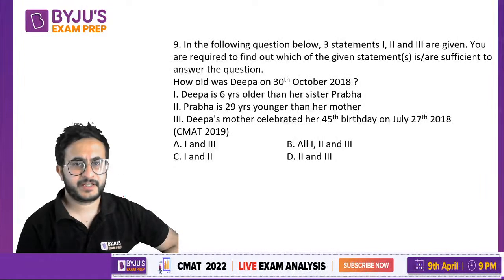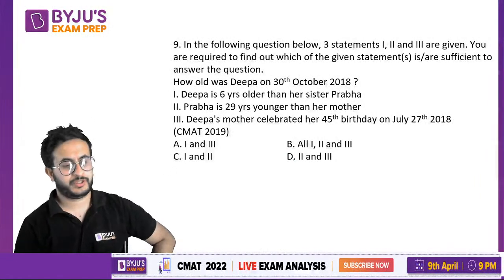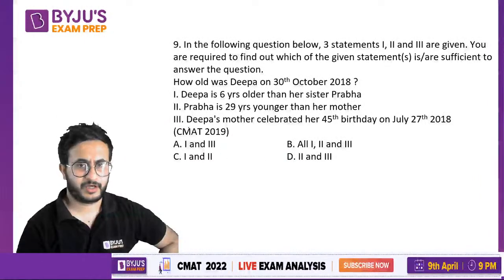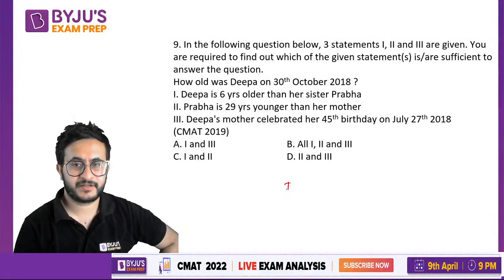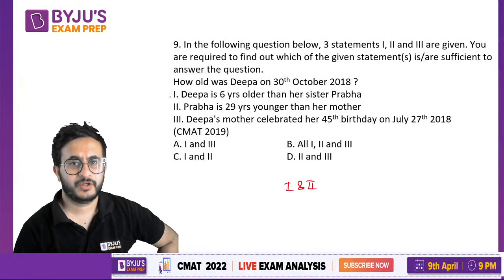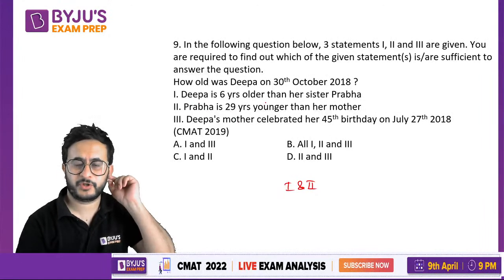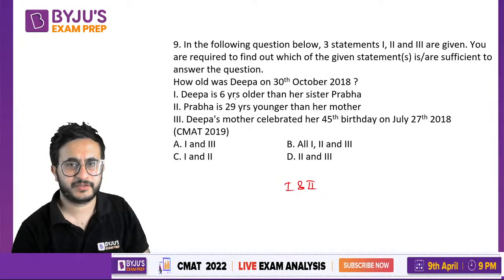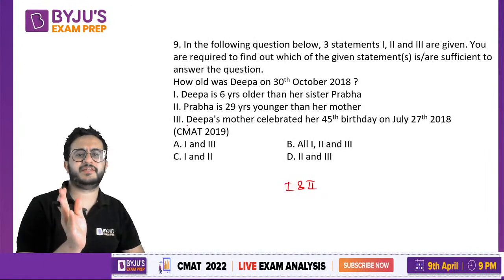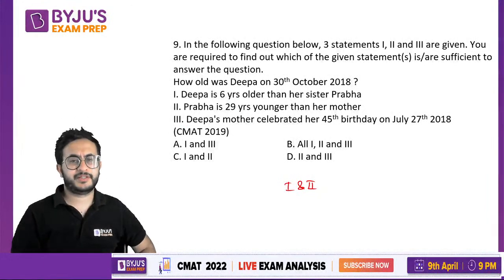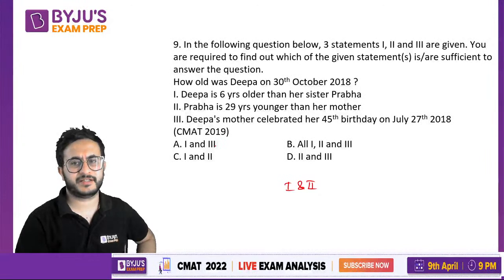So in this, we are given combination of two or all three. Okay. Now if we consider one and two, we know about Deepa and we know Prabha, right? So we do not know anybody's age, right? We do not know anyone's age. It is just given that Deepa is 6 years older than Prabha and Prabha is 29 years younger than mother, right? So one and two we cannot find.